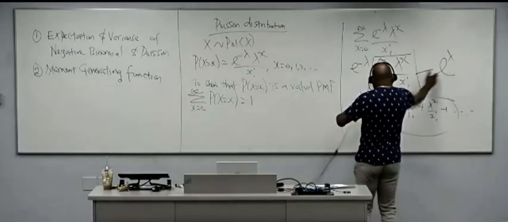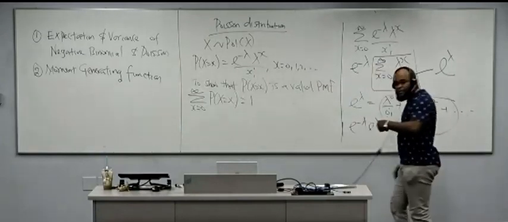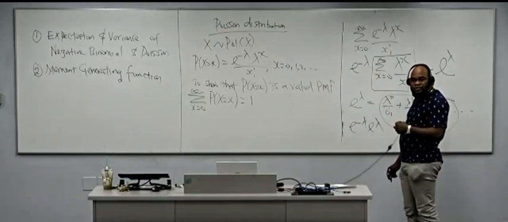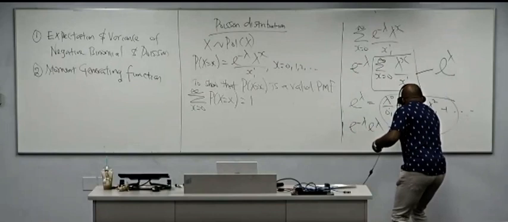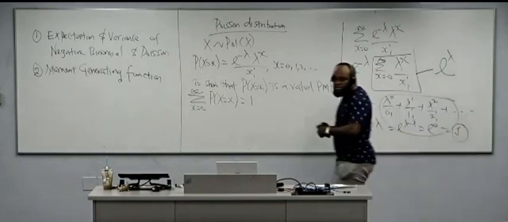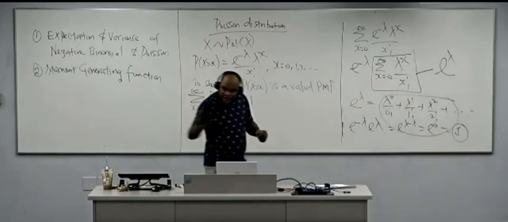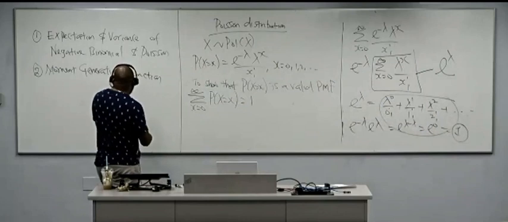So what do I have now? Combining them, exponential of minus lambda and exponential of lambda. What do I have now? When you combine it, that's going to be 1, right? Because this is just going to be e raised to power lambda minus lambda, which is e raised to power 0. That's going to be 1. So that shows that Poisson is a valid PMF.